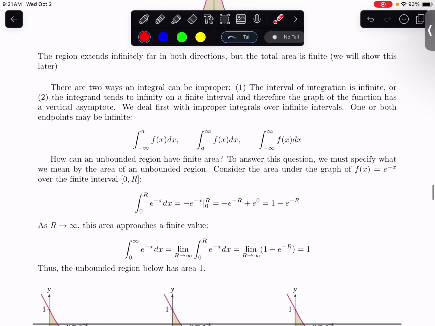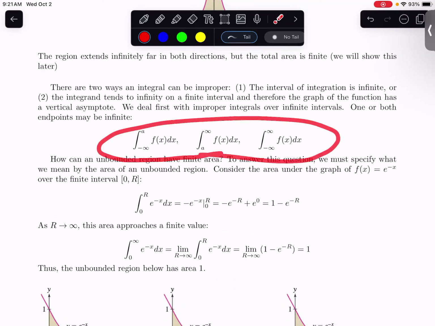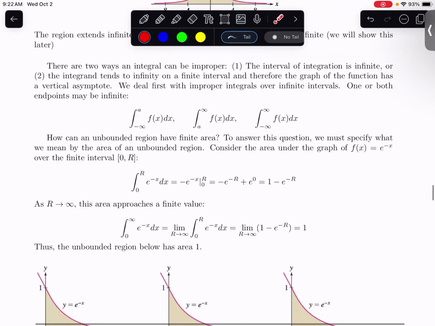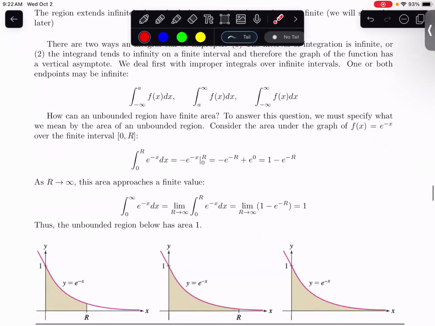And so this takes the following three forms. So this is what I said before, but this is in writing. So these are the three kinds of improper integrals we can have. It's like minus infinity to a, so that's infinite, or a to infinity is an infinite interval, and then minus infinity to infinity, of course, is an infinite interval as well. And so a question could be like, how can an unbounded region end up having finite area? And so we'll just look at a simple example. And so what do we mean by area of an unbounded region?